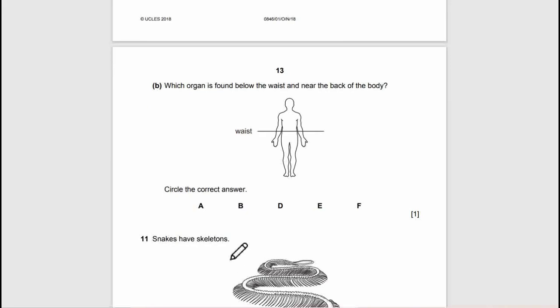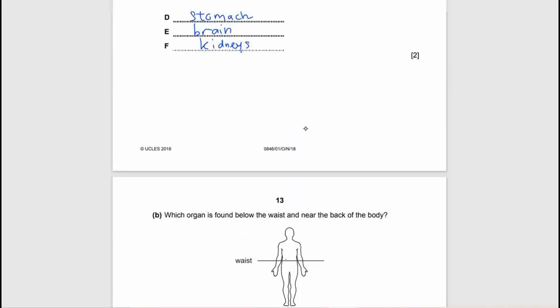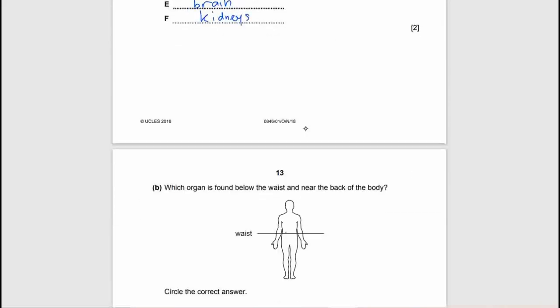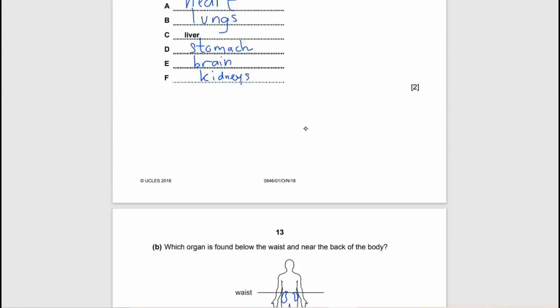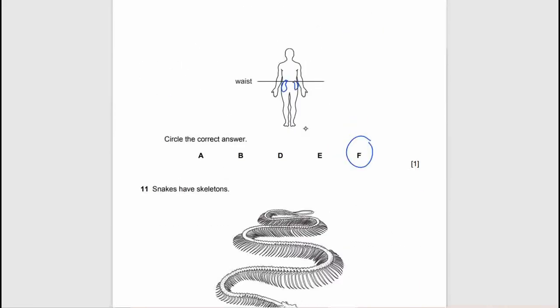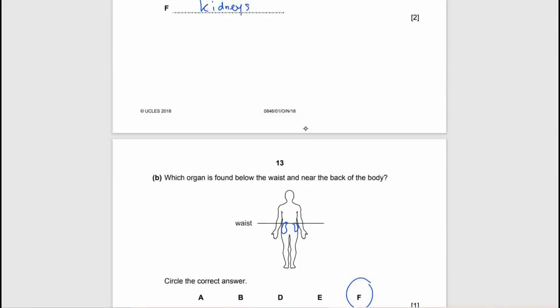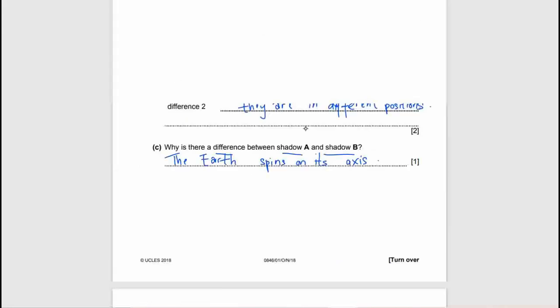Which organ is found to be below the waist and near the back of the body? This will be the position of our kidney, somewhere here and somewhere here. Kidney is F, so it will be F. Now that will be our last question. We'll continue number 11 till the end in our next video.